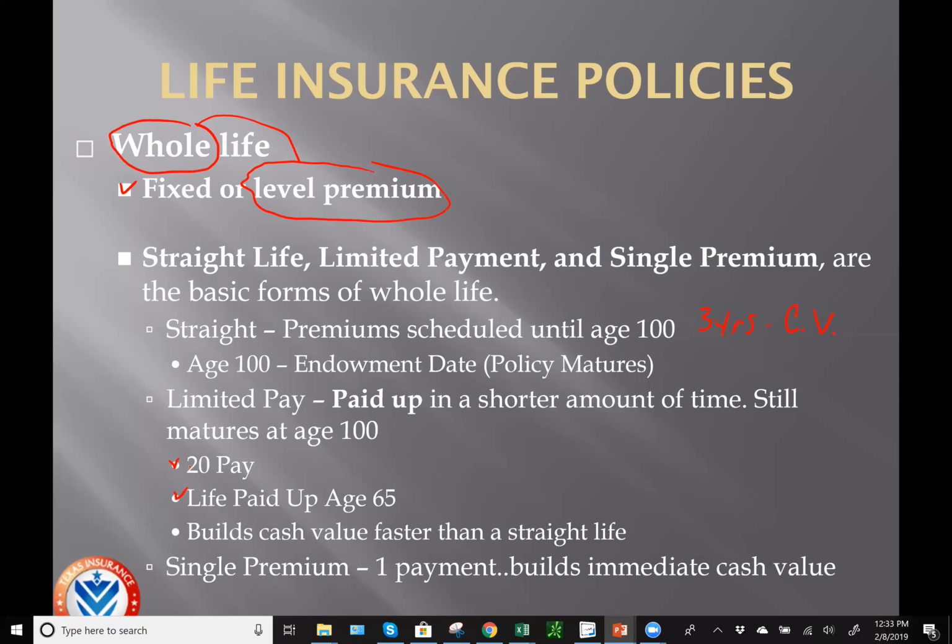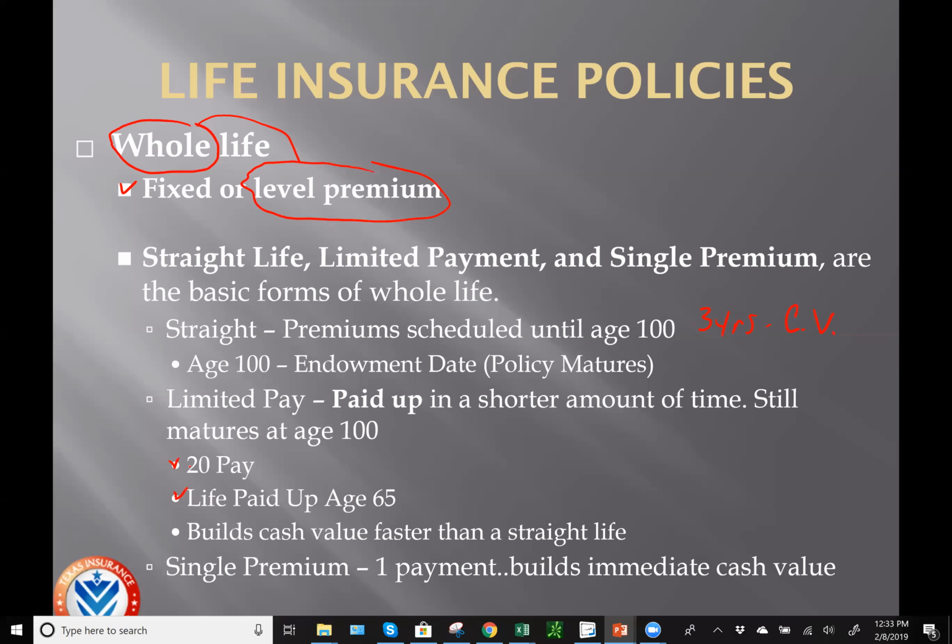Now, you do need to know for your test that a limited pay whole life will build cash value faster than a straight life. So it doesn't take 3 years to build cash value. You can start building it a lot quicker because obviously you're paying more into it in the early years to get it paid up in that shorter amount of time.